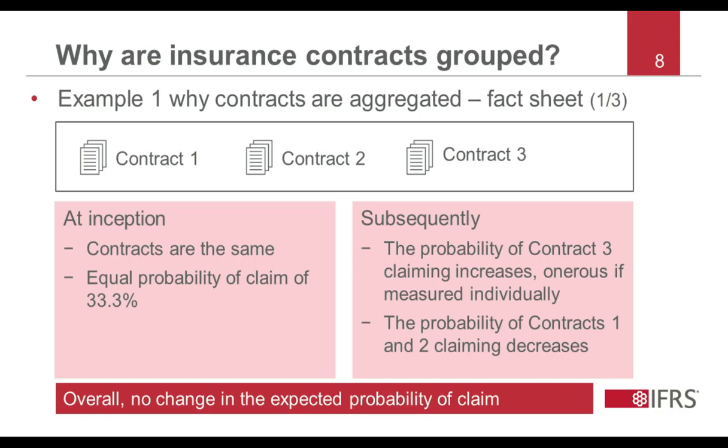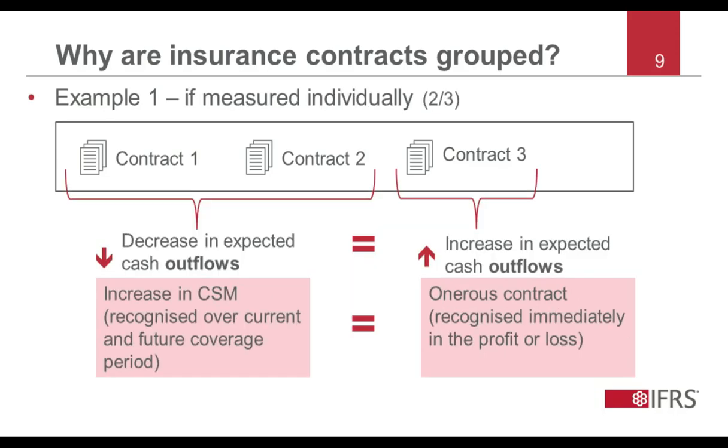In the next period, it emerges that the probability of contract 3 claiming has increased, which results in the contract being loss-making when looked at individually. Also, the probability of contracts 1 and 2 making a claim has decreased. Overall, when looked at as a group, the likelihood of claims is developing as expected. In other words, from a group perspective, there is no gain or loss.